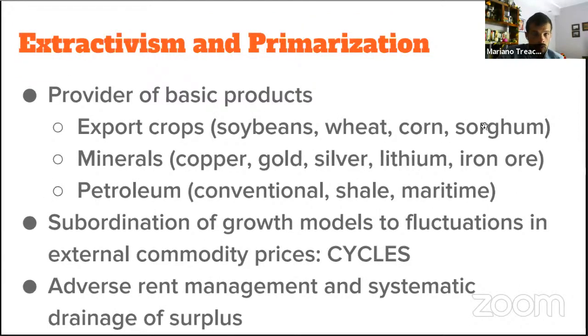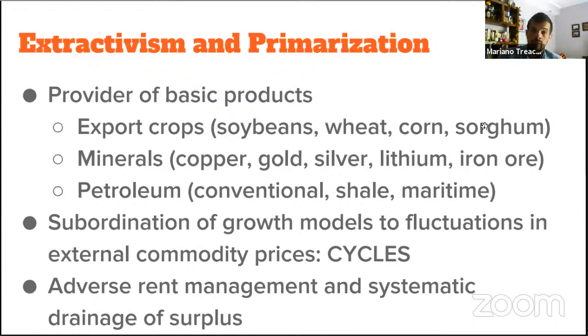The first one, Latin America has been and still is a provider of basic products to the world markets, mainly export crops, minerals, and petroleum. So this model of growth subordinates its growth models to fluctuations of these prices. So we have cycles. In the beginning of the 21st century, we experienced growing prices on the commodities. So the growth cycles allowed the region to experience growth and to improve the income distribution pattern. But now we are experiencing lower prices of commodities, so the cycle is reversing.